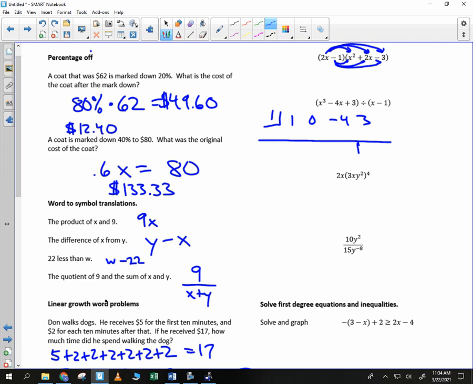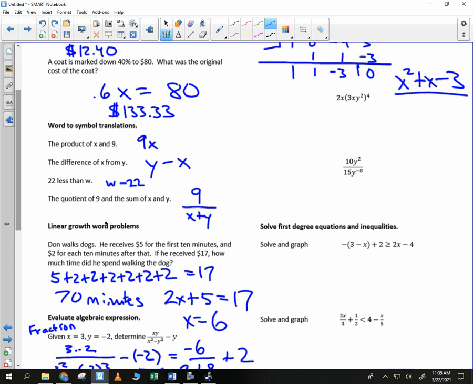Do you remember my first step? I drop this 1, and then I multiply and add. Multiply, add. Multiply, add. Notice your result is positive x squared plus x minus 3. That's what we get. You try the next one on your own. This is one that is commonly done incorrectly.